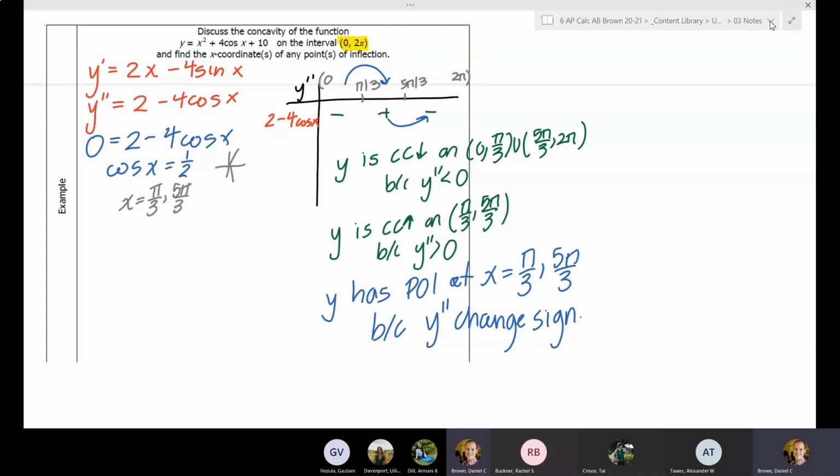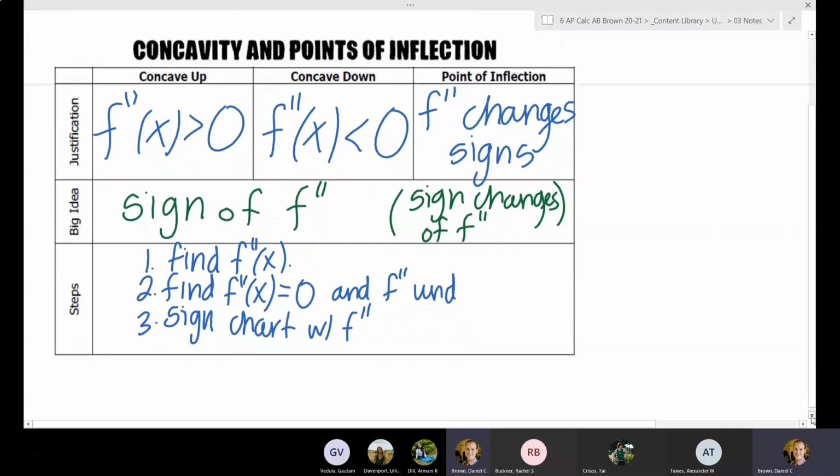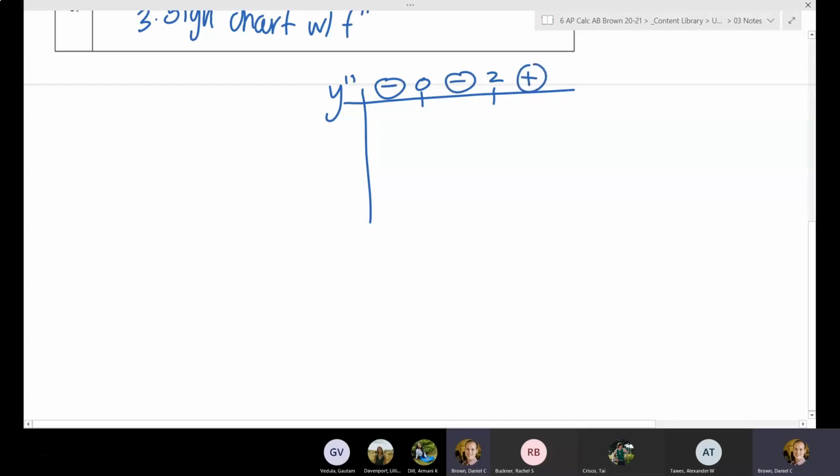The last thing I did want to do before I closed out notes: when I'm talking about these points of inflection where students sometimes mess up, I'm just going to make up an example. Say this is my sign chart I made for my second derivative, and maybe you had key points at 0 and 2. I don't know what the factors are, but say your sign chart went from negative, negative, and then positive. Students, for whatever reason, want to say that the points of inflection are at 0 and 2, but if this is your sign chart, only x equals 2 is your point of inflection.